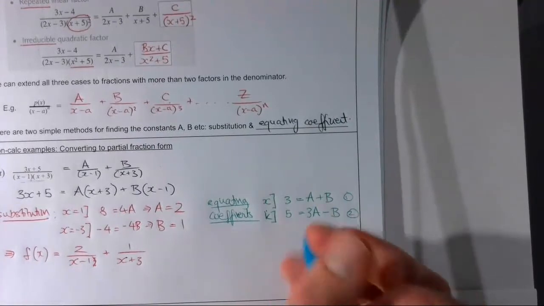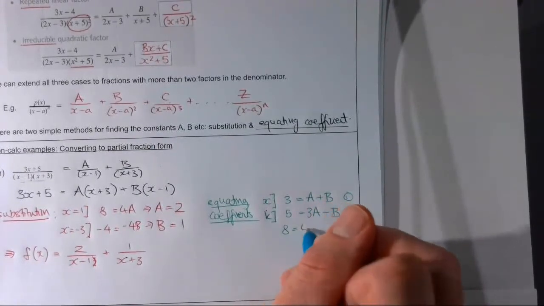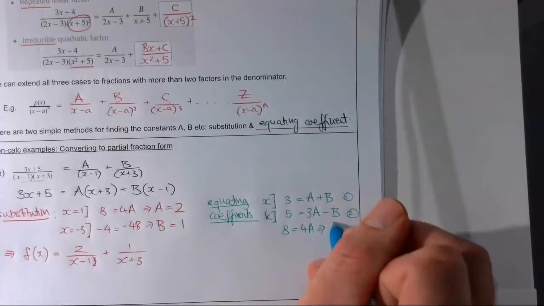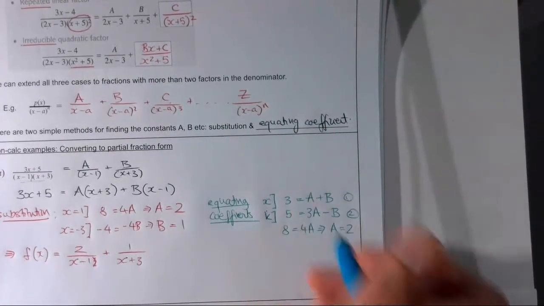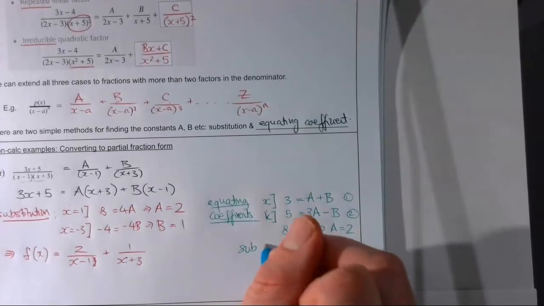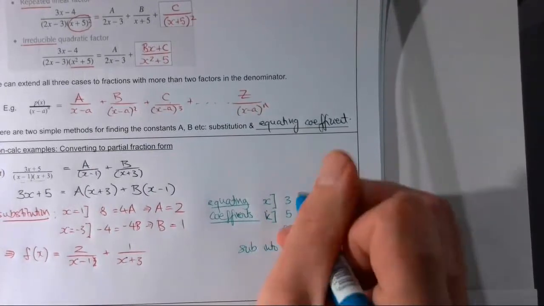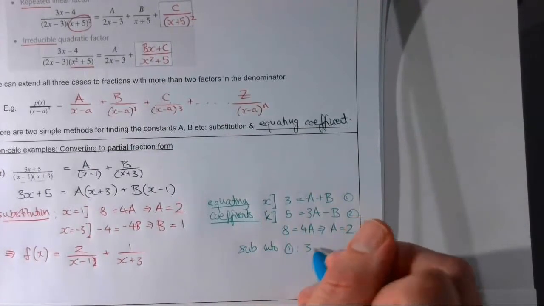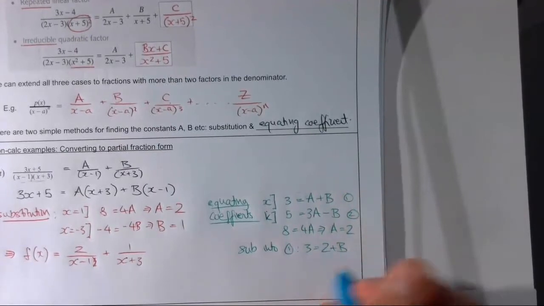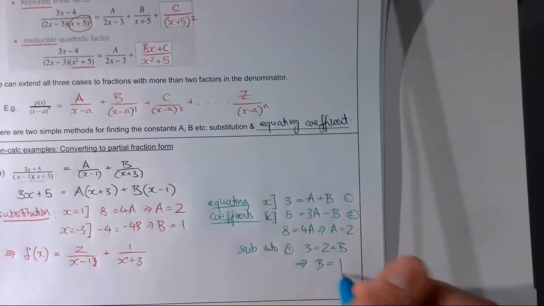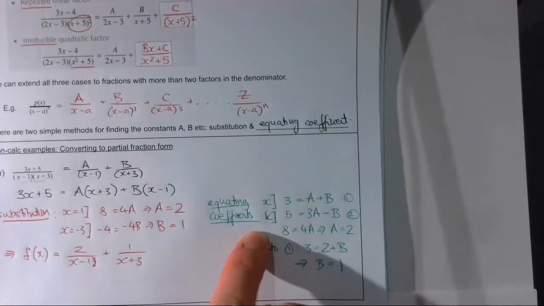If I add both of them, I get 8 equals 4A, so that tells me that A is 2. Then I substitute into the first one: A is 2, so 3 equals 2 plus B, so B equals 1. And that's an alternative way to do it.